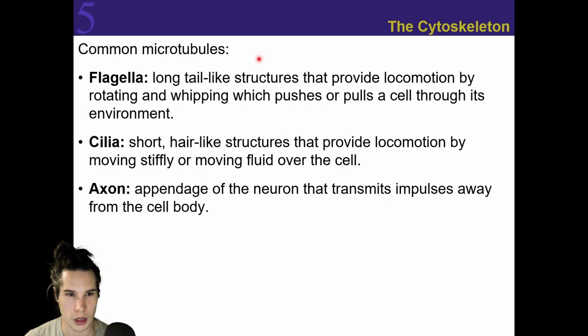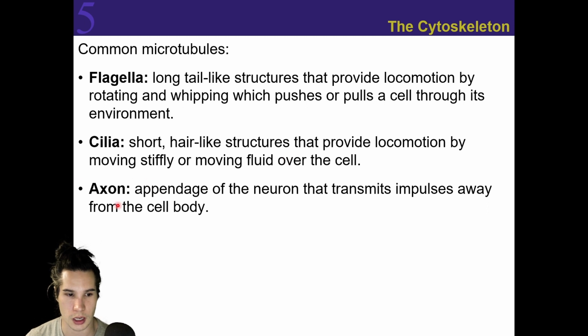Common microtubule structures we'll see within cells are flagella. Those are those long tail-like structures that provide movement by rotating and whipping, which pushes and pulls the cell through its environment. Next, we have cilia. Typically, when you have cilia, you have more than one. Those are those short hair-like structures that provide locomotion by moving fluid over the cell. If you've seen paramecium under the microscope, they've got many cilia that allow them to move through solution.